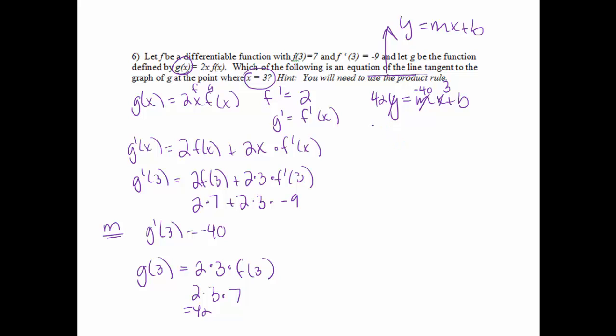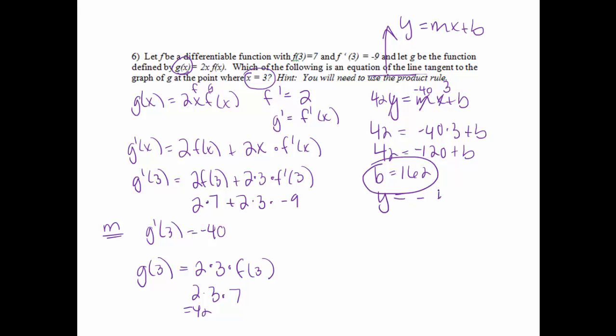So now I can just work it out from here. I'm going to have 42 equals negative 40 times 3 plus b. I'll get 42 equals negative 120 plus b, and that will give me b is equal to 162. So I'm going to have y equals negative 40x plus 162. An alternate way to write this answer would have just been y minus the y value equals m times x minus the x value. So that would have been an alternate way to write that answer.